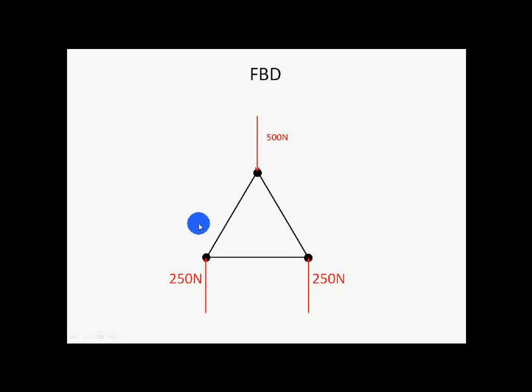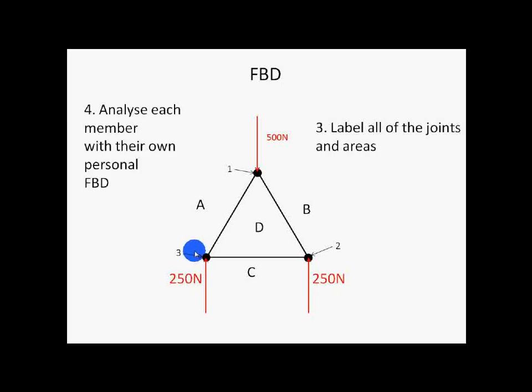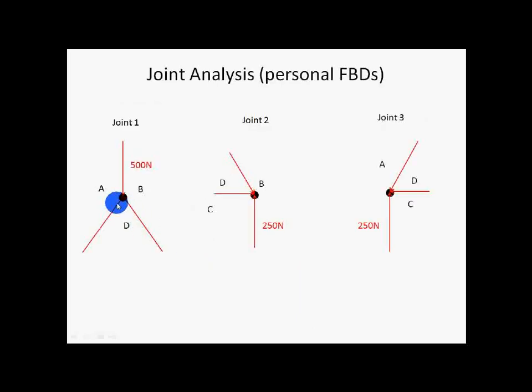So, the free body diagram is going to look like this. We put the big dots here, here, and here, so we can just see that that is a joint, that's a joint, and that's a joint. Now we want to label all these joints and the areas: A, B, C, D, then joint 1, joint 2, and joint 3. And now we have to analyze each member with their own personal free body diagram. That's just here.